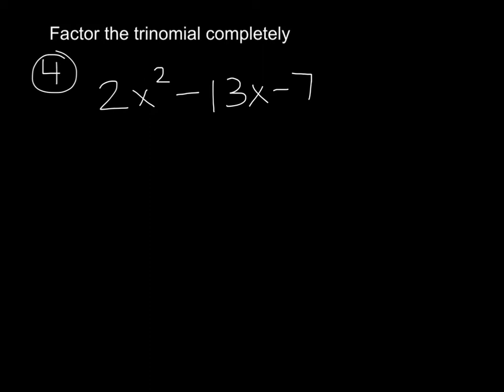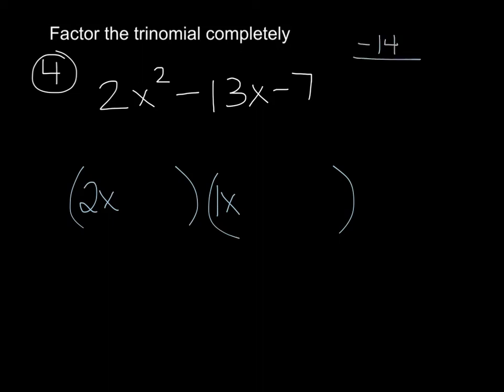All right, here's the last one that we'll do today. Again, same concept, so we're going to start with our parentheses. This time we have a 2 out front of the x squared, so 2x and 1x will give you 2x squared. So that's why I put those there. Multiply 2 and negative 7 together, you get negative 14. So we're going to find the factors of negative 14. So we got 14 and negative 1, negative 14, positive 1, 2 and negative 7, 7 and negative 2.